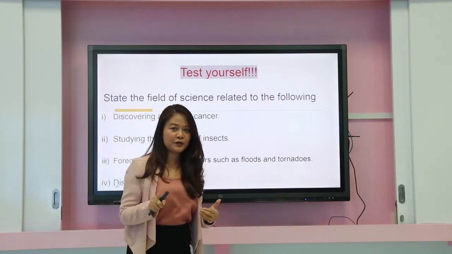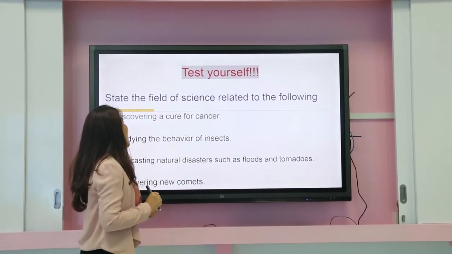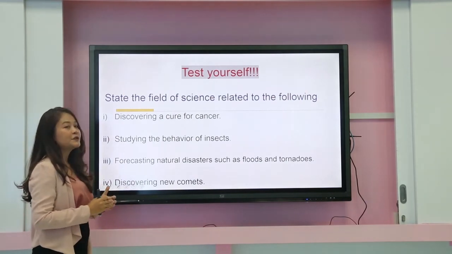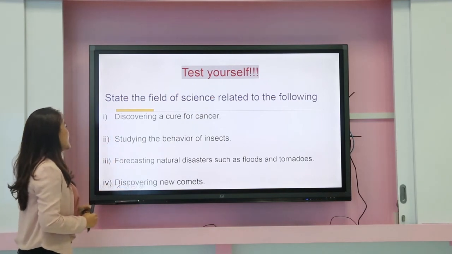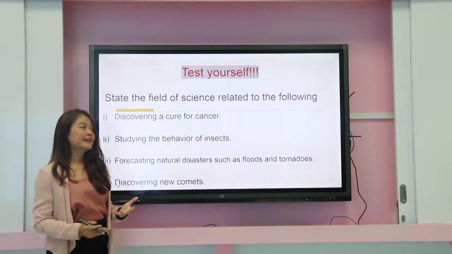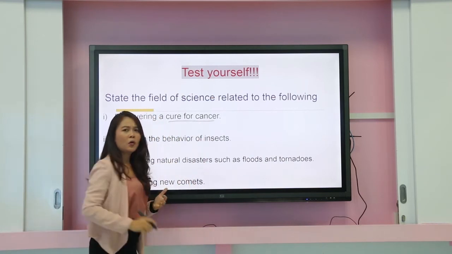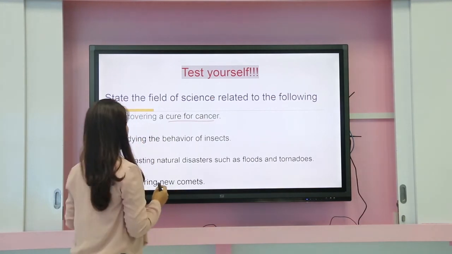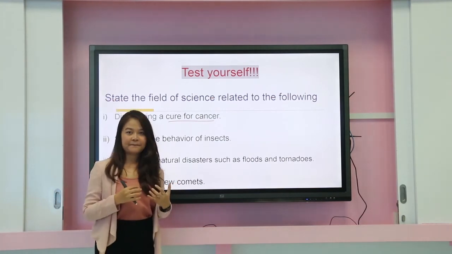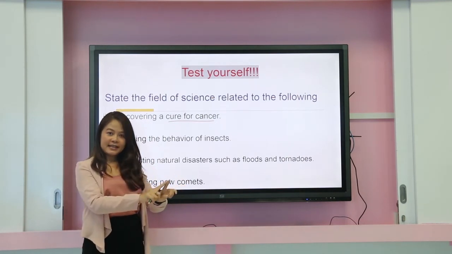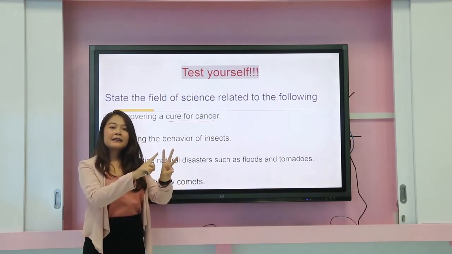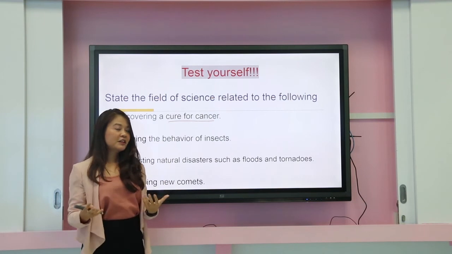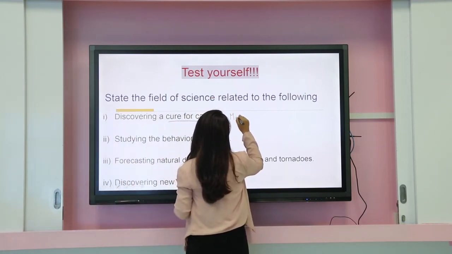Actually, that is in your textbook. You can write this one down in your textbook. Okay? So we start with the first question. State the field of science related to the following. The first one, discovering a cure for cancer. A cure for cancer. Who is going to do that? It's going to be a doctor, right? If you want to be a doctor, which field of science do you have to study? Actually, you have to study biology, chemistry, and biochemistry. But we have a special field for the doctor we call medical science.